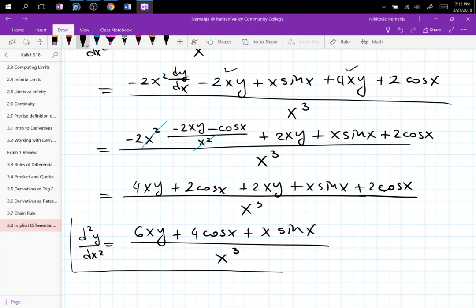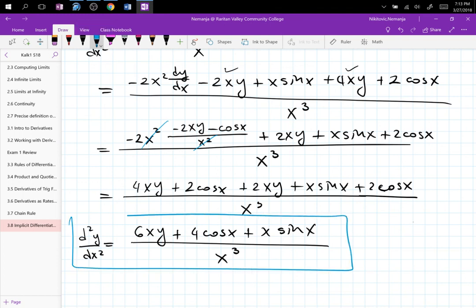Welcome to the second derivative. Simplifies nicely, right? After 20 minutes. Sounds good? All right. Well, that's the implicit differentiation.